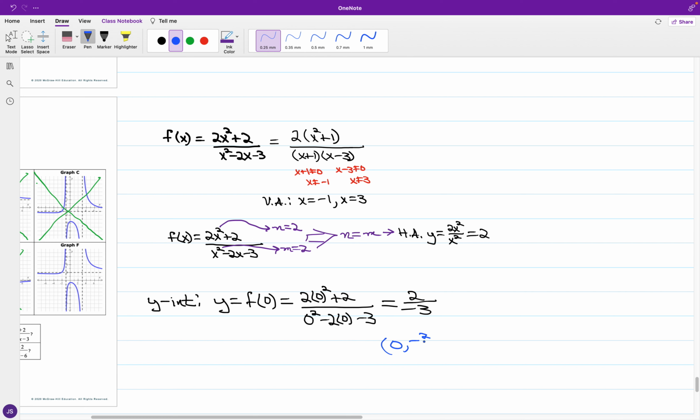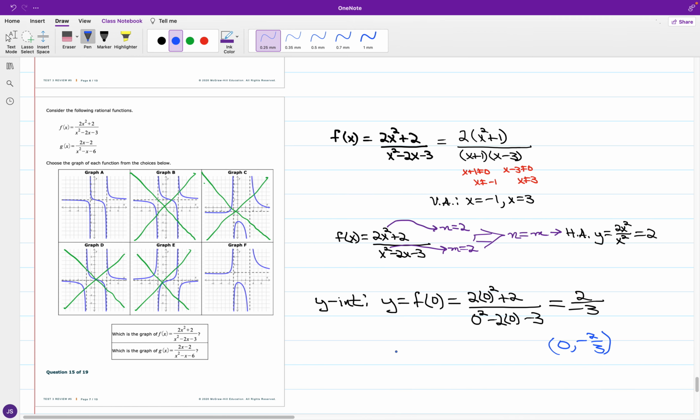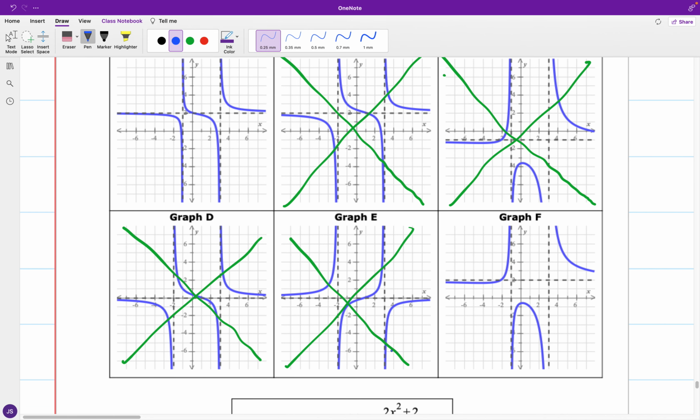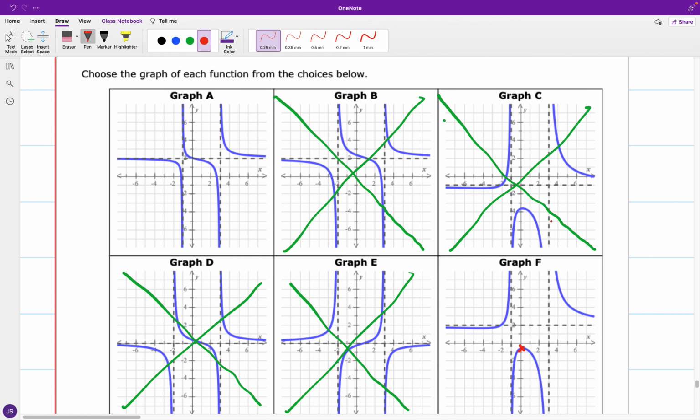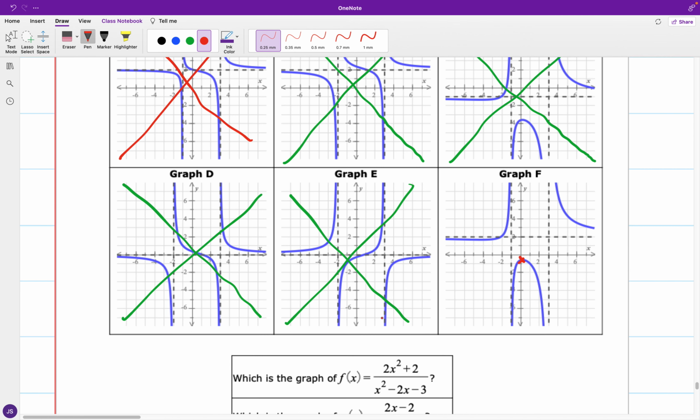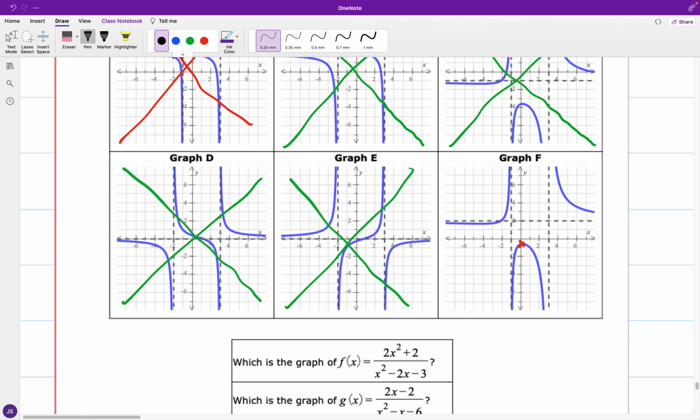And on the y-axis, okay, so we have the coordinates 0, negative 2/3. It looks like it's going to come right here, whereas it won't in the case of graph A. So graph A is eliminated. So for the graph of this function f of x, this is going to be F.